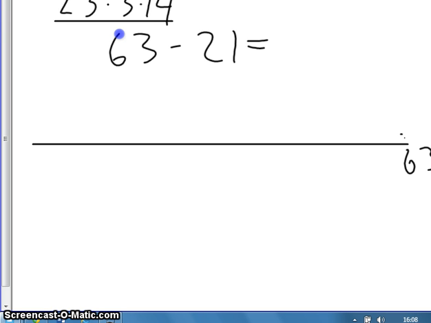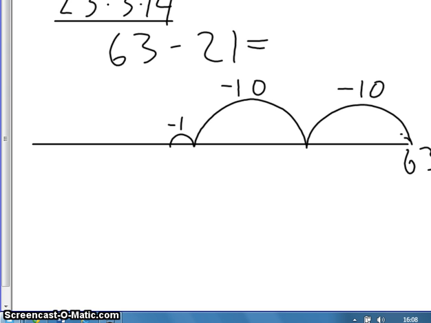So 10, 20, and 1. What has to happen as well as that, though, is I have to mark in where I end up when I'm taking away my 10, taking away my 10, and taking away 1. 63 take away 10 is 53. 53 take away 10 is 43. And 43 take away 1 is 42, which is the answer. Another example you could do there. I'll draw the line at the bottom here.